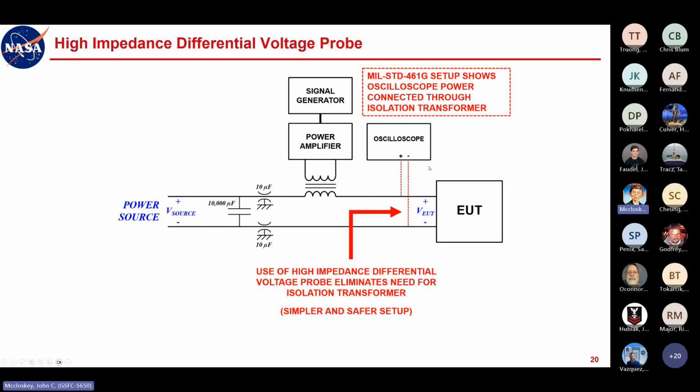The real way to do that is to use a high impedance differential voltage probe, so that both leads, the return as well as the positive lead, provide a high impedance path to, well, anything it's connected to, but especially facility ground. That's the real way to do this. And if you do that, you don't need an isolation transformer, and it's simpler and it's a safer setup.